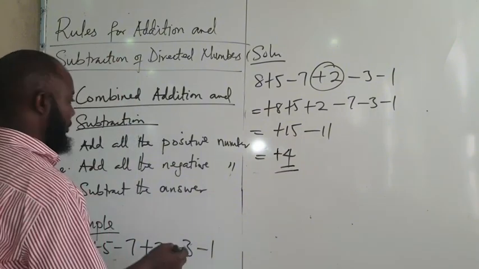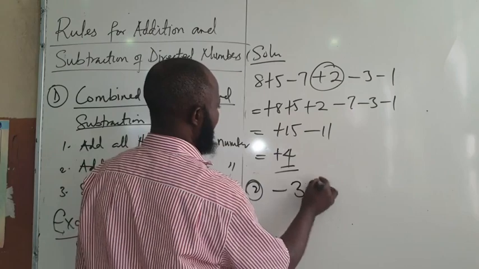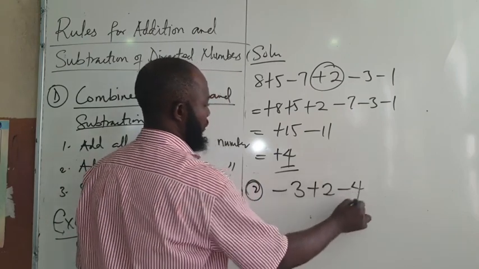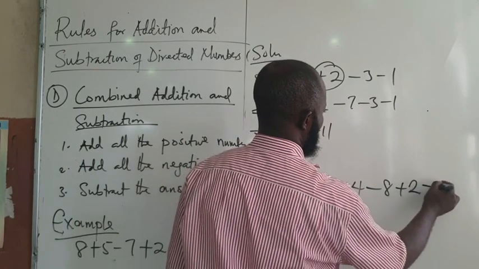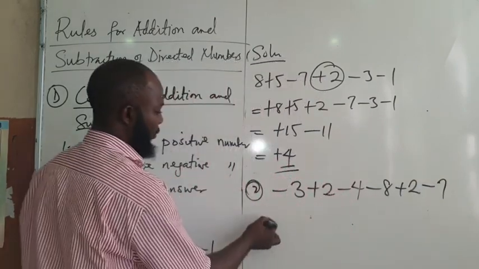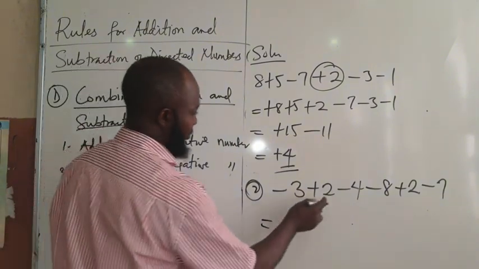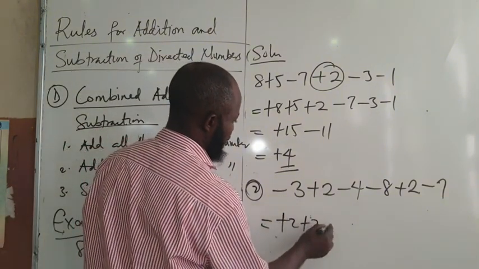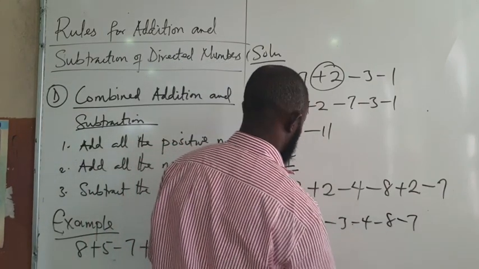Let's look at one more example here. So we have, example 2, minus 3 plus 2 minus 4 minus 8 plus 2 minus 7. So the same thing will be applied there. Let's bring all the positive numbers together. That is, we have plus 2 plus 2. Then we have minus 3 minus 4 minus 8 minus 7.